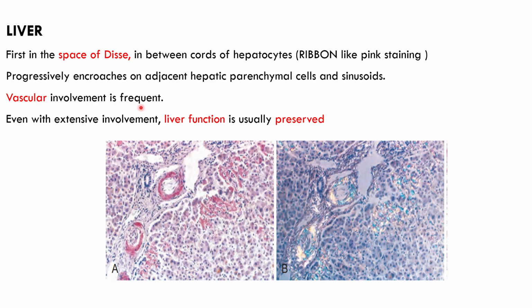So next is liver. The amyloid deposition occurs in the liver first in the space of Disse, in between the cords of the hepatocytes, and then it encroaches on the adjacent hepatic parenchyma and sinusoids. So even with extensive involvement, the liver function is usually preserved. We can see the apple green birefringence. We can see this pink material deposition. This is the amyloid.